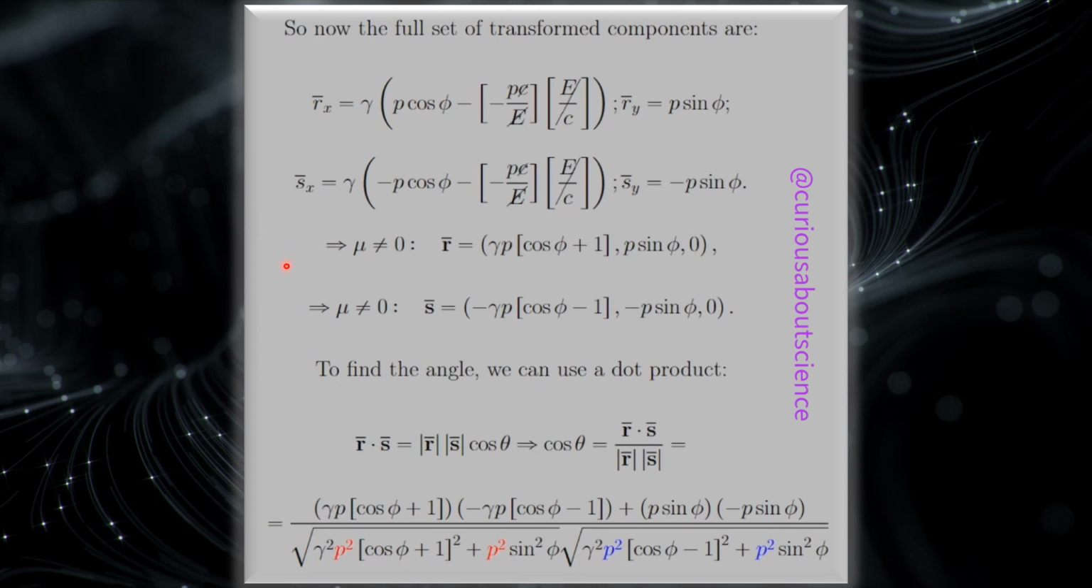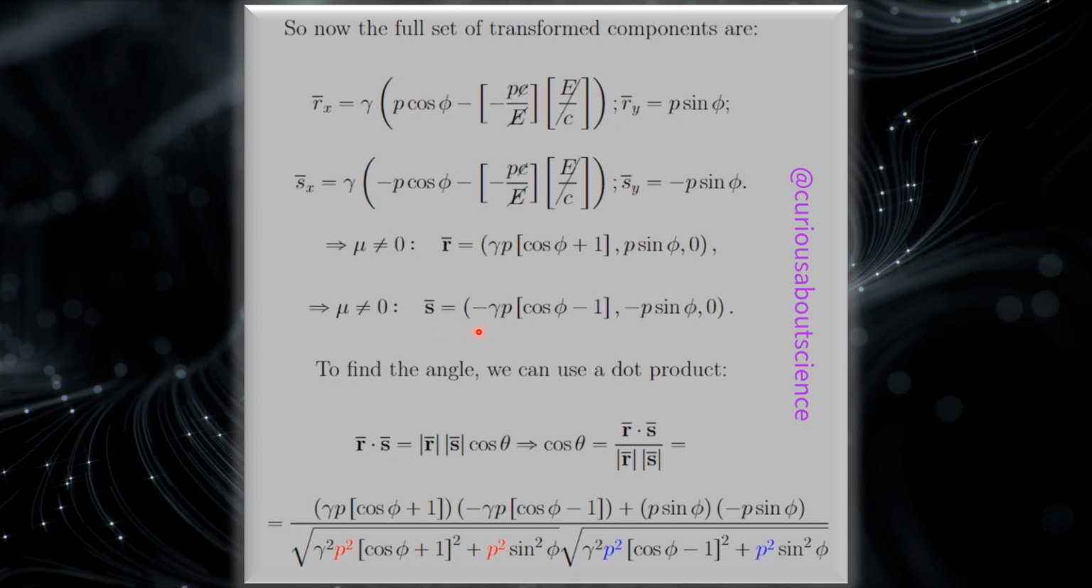What we see as far as a vector for mu not equal to 0, so 1, 2, and 3, is we get the position vector. We see that we have a gamma p in both of these, so we're left with a cosine phi plus 1. After we factor out this p, the two negatives cancel. Now we're left with p sine phi, and then z component is 0.